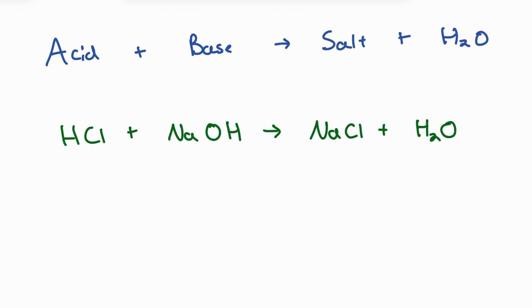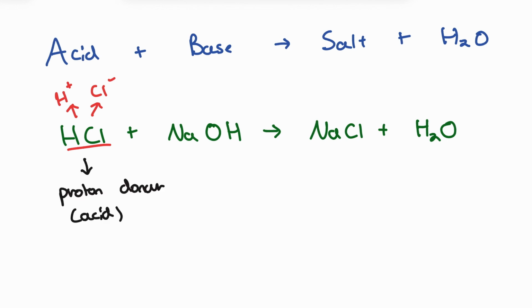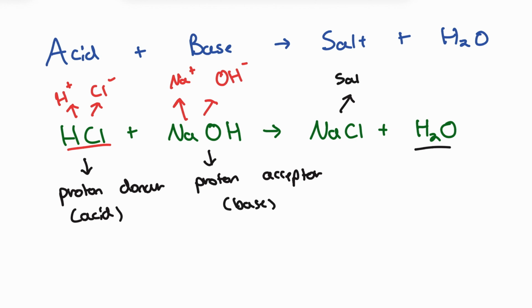An example of an acid-base reaction is hydrochloric acid reacting with sodium hydroxide to form sodium chloride and water. As you can see, our HCl is going to dissociate into the hydrogen proton and chloride ion. It's going to give up this proton, therefore HCl is our proton donor, or our acid. Sodium hydroxide is also dissociating into the sodium and the hydroxide ion. This hydroxide ion is going to pick up a proton and become water. Therefore, we can say that our sodium hydroxide is our proton acceptor, or our base. And then of course sodium chloride is a salt, and water is water.